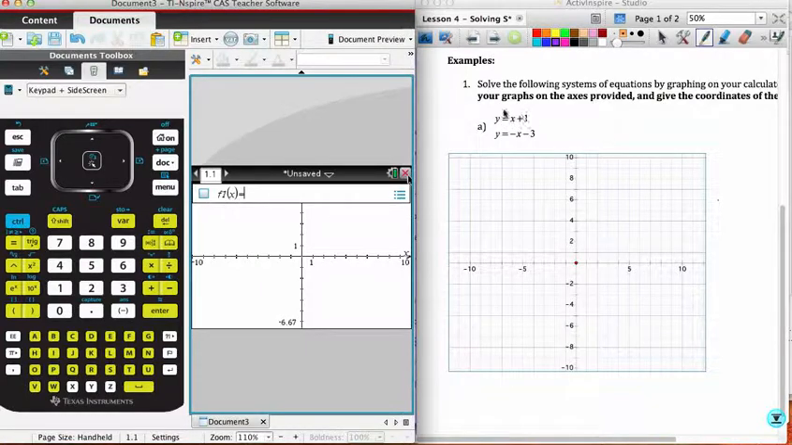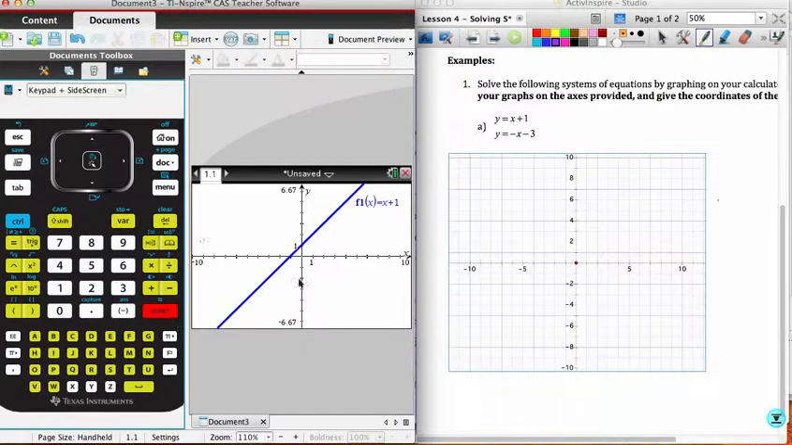And what we're going to do is type in the first of our equations into that box. So that's y equals x plus 1. The x we're going to use is down on the bottom of the screen here. So we're going to type in x plus 1 and we hit enter. And what that's done is it's graphed the line for us.